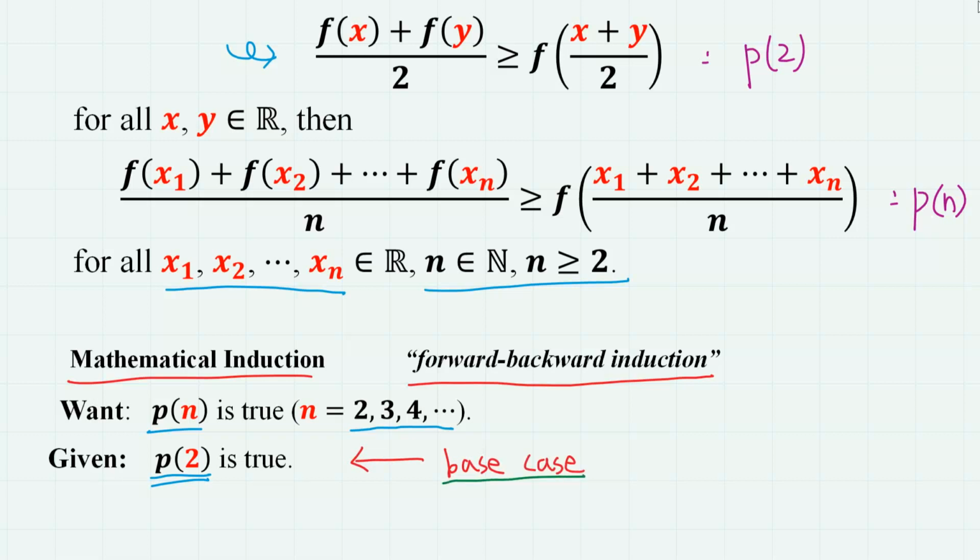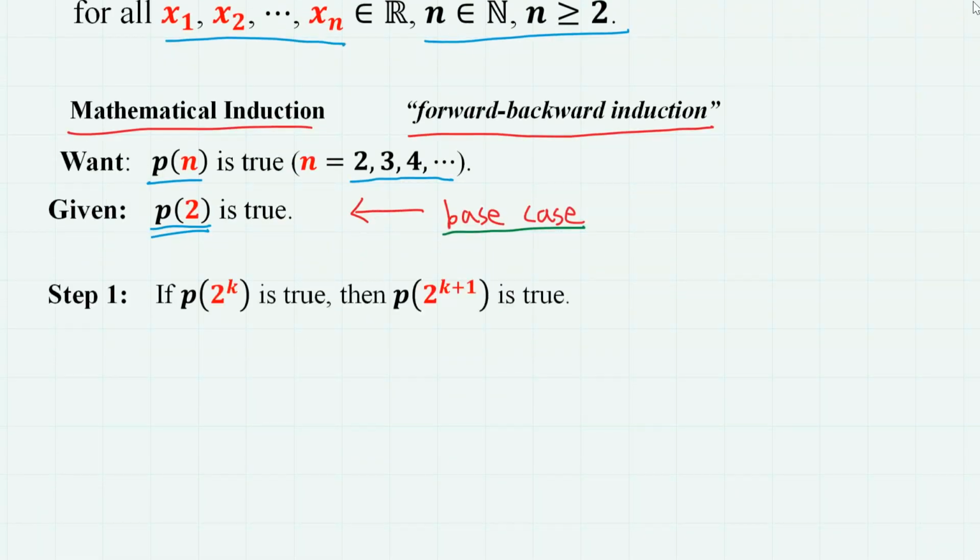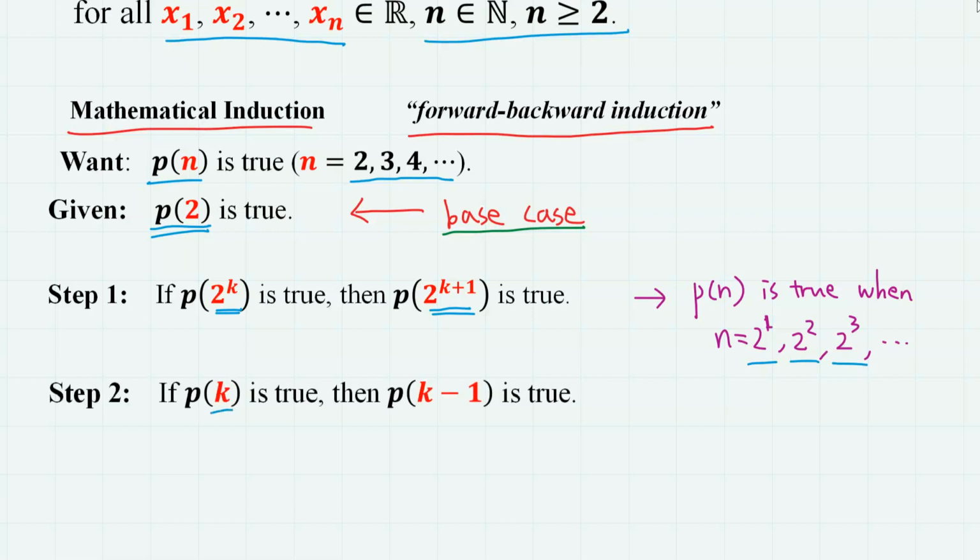And here's what we're gonna do. First, we will prove that if proposition P(2^k) is true, then P(2^(k+1)) is also true. This will guarantee that the proposition is true for all powers of 2. Then we will prove that if Pk is true, then P(k-1) is also true. And combined with the first step, this will finally guarantee that the given proposition is true for all natural numbers that are greater than or equal to 2. So let's get right on to it.